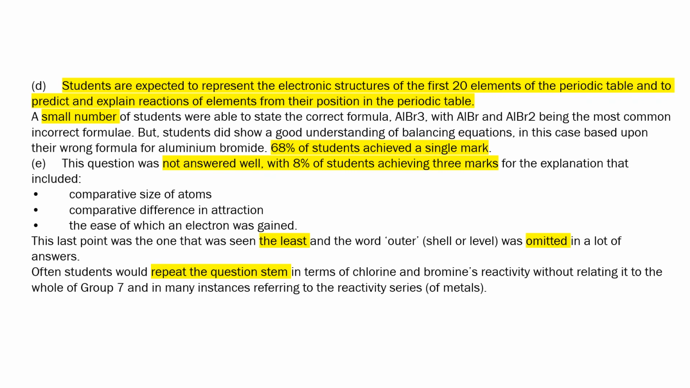Part E, this question was not answered well, with 8% of students achieving 3 marks for the explanation that included comparative size of atoms, comparative difference in attraction, and the ease of which an electron was gained. This last point was the one that was least seen, and the word outer shell or level was omitted in a lot of answers. So you need to talk about outermost shell. Often students would repeat the question stem in terms of chlorine and bromine's reactivity without relating it to the whole of group 7, and in many instances referring to the reactivity series of metals.